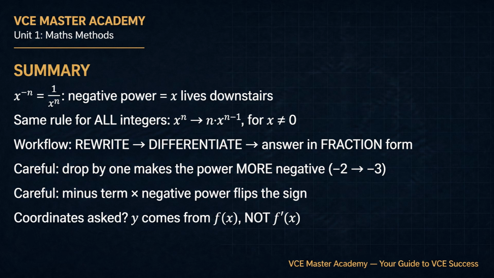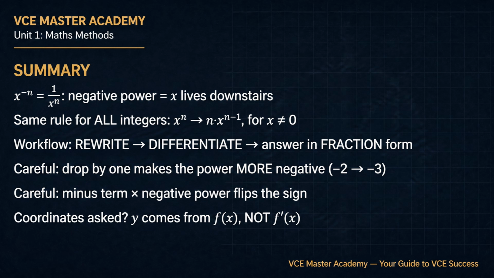Let's gather it all up. A negative power is just a fraction in disguise. The x lives downstairs, and the minus sign in the power is the address label. The star result of the chapter, the one rule you already knew, power down the front, drop by 1, now works for every whole number power, positive or negative. The only condition is x not equal to 0, because nobody divides by 0. The workflow never changes. Rewrite the fraction as a power. Differentiate with the machine. Then translate the answer back into fraction form, simplified. Power form for working, fraction form for answers.